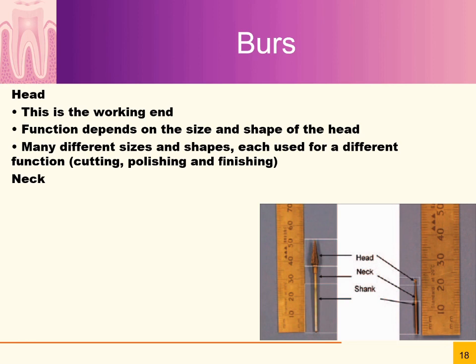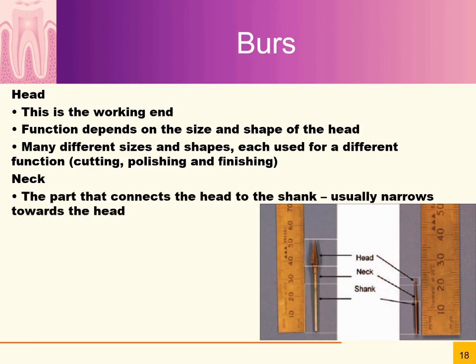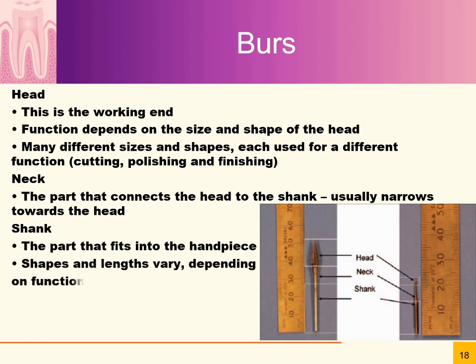Attachment: an electric motor fits into the base of the handpiece. Burs: the head is the working end. Function depends on the size and shape of the head. There are many different sizes and shapes, each used for a different function.